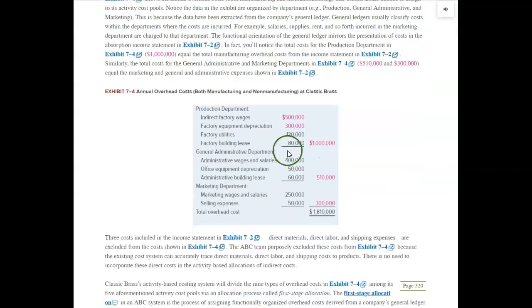And here's where we're doing that. We're saying of the $1 million of factory overhead, there are $500,000 of indirect factory wages. We are depreciating the factory equipment, $300,000, and you can see the rest. We divide up the general administrative department, $510. We have salaries, we have depreciation, and we're paying for a lease on the building. Marketing cost, we have wages and salaries and selling expenses. So again, we're splitting up in as much detail as we can for our company these overhead costs, so that we can attach these to activities to see how much activities are costing us and see if we're making a profit on those activities.